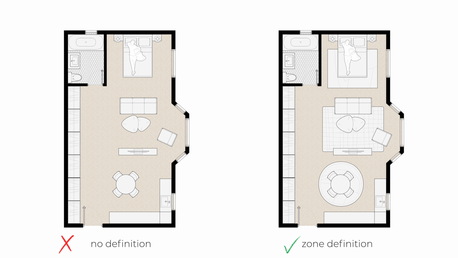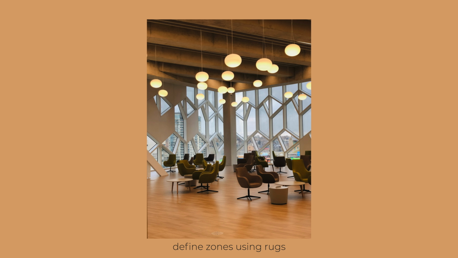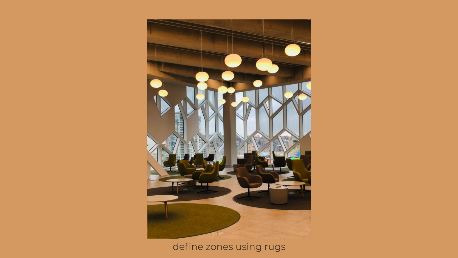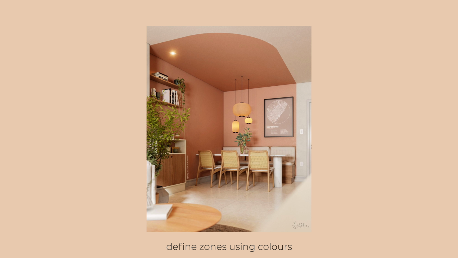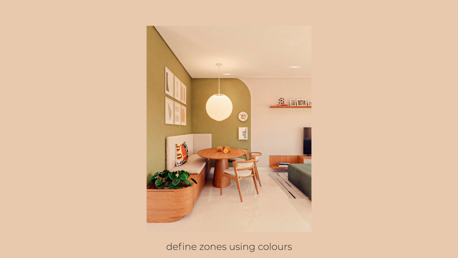So the first thing I would do is to use rugs to define different floor areas. Even a hotel lobby the size of a basketball court becomes more readable the moment different rugs define the seating clusters. You can see that without them, the space stays one big undifferentiated volume. You can also use colors to visually denote different zones.